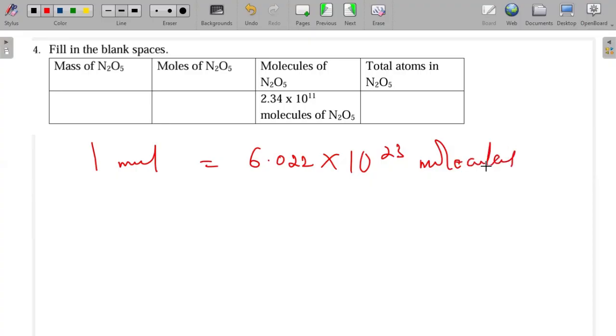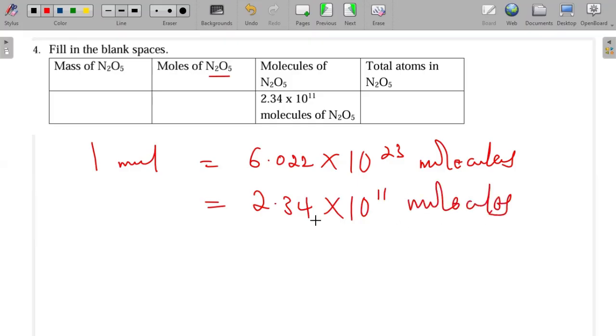Molecules. Okay, so now here we want to find the moles of N2O5. So we have the number of molecules that it has, 2.34 times 10 to the power 11 molecules. So we want to convert these molecules of N2O5 to the number of moles. So I'm going to write X. So cross multiply, it will be this whole thing multiplied by X, and then is equal to this.